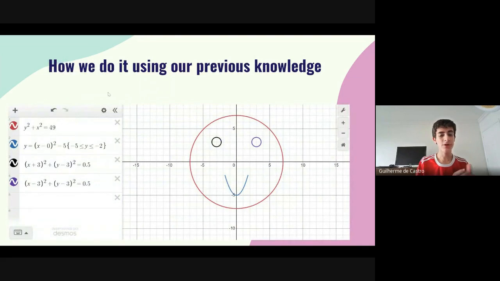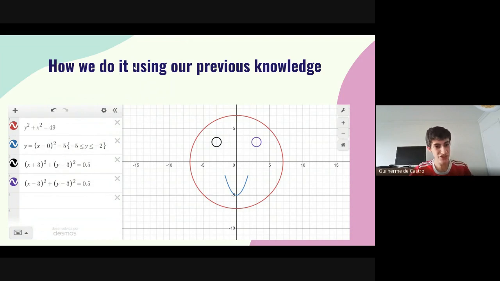So how do we use our previous knowledge to create these real images? As you can see here, we have the smiley face, and we learned how to graph a circle. If we use the standard form of a circle, remember y squared plus x squared, with radius 49, we create that big red circle. Then we can create a parabola to represent the smile. Remember our vertex, this is in vertex form.